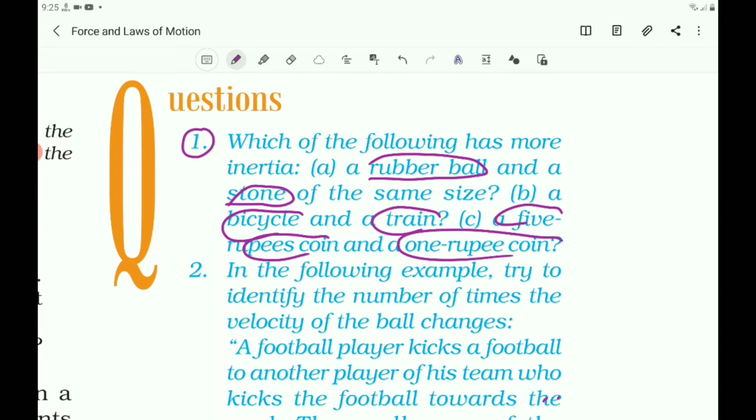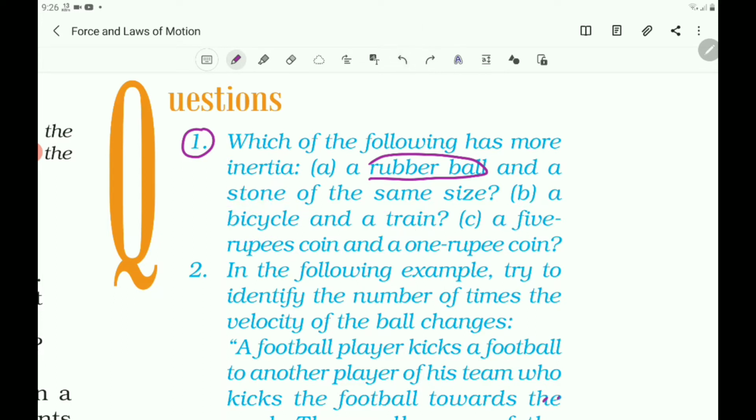Here the question is, which of the following has more inertia? We know that inertia of an object is the measurement of its mass. As the mass increases, inertia also increases. In question A, rubber ball and stone: a stone of the same size as the rubber ball will have greater mass. Even though they have the same size, the stone has greater mass than the rubber ball. So, the stone will have more inertia.